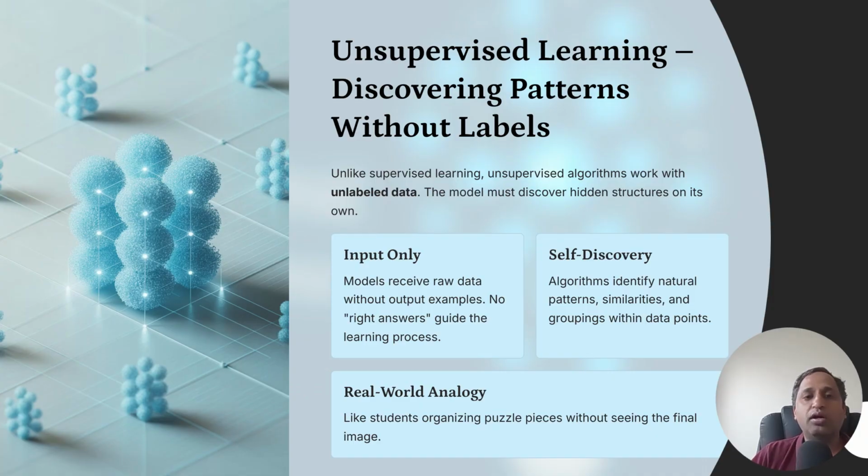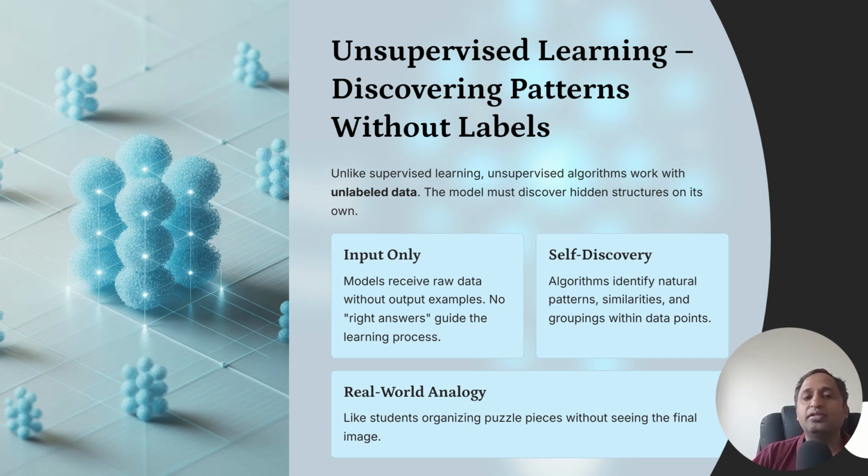So far we talked about supervised learning, where the model learns from labeled data. Now let's look at the opposite approach, which is unsupervised learning. In unsupervised learning, there are no labels, no right or wrong answers. The model is only given input data and it has to find the patterns on its own.